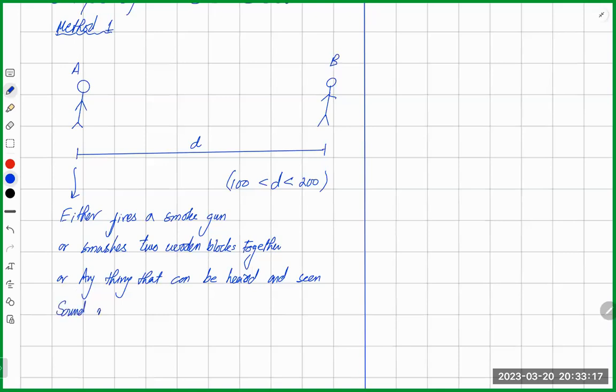Sound must be loud and short. So it is not like a continuous sound is produced. We produce a short sound, loud but short sound. This is what is done by person A.